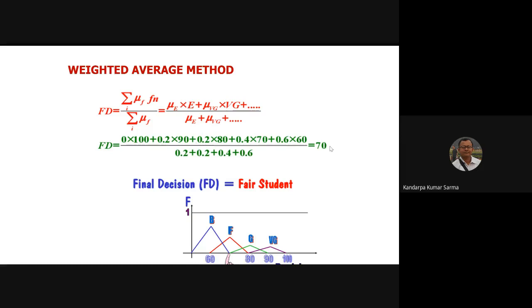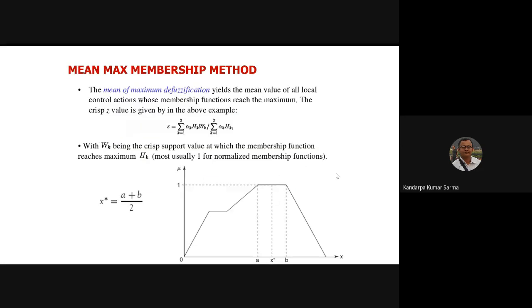So here is one such case. If you want to use this method, you can do it for a number of students to find out if the student is fair or not. So this particular method can be used, and then a decision for a fair student can be derived. Then there is one more method called the mean max membership method.